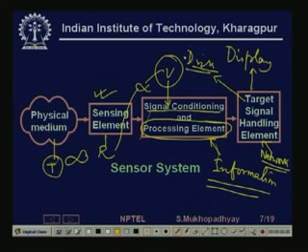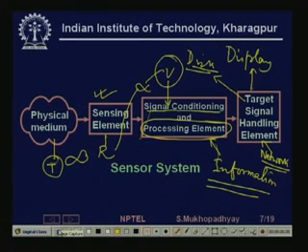So when you say an industrial sensor, you will obviously find a sensing element, and you will also find some signal conditioning element. Nowadays, because of the ruggedness of electronics, the signal conditioning is getting transferred into the sensor itself. You can have some signal processing like filtering, and then finally it will be used in a display. So, this is a sensor.